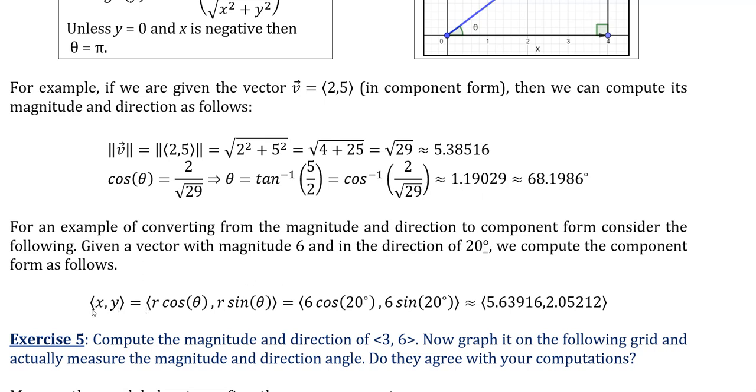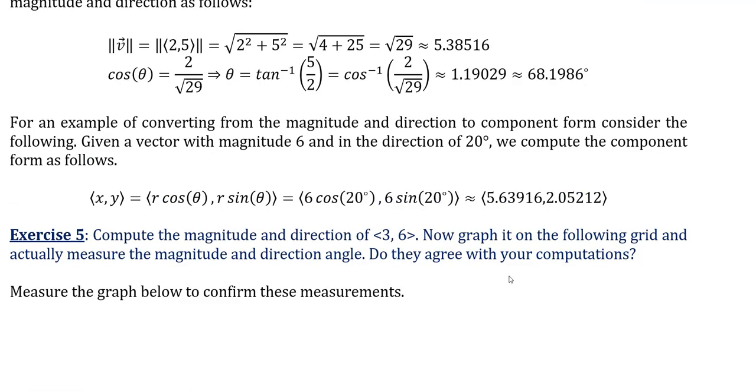Well, in component form, this is the notation we're using for vectors, x, y. Well, it's just r cosine theta, comma, r sine theta. So that's 6 times cosine of 20 degrees, 6 times sine of 20 degrees. We could convert the 20 degrees to radians if we want, or just leave it in degrees. And either way, get it in a calculator, and you get about 5.64, comma, about 2.05, roughly.